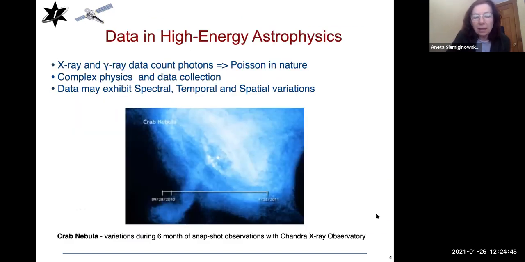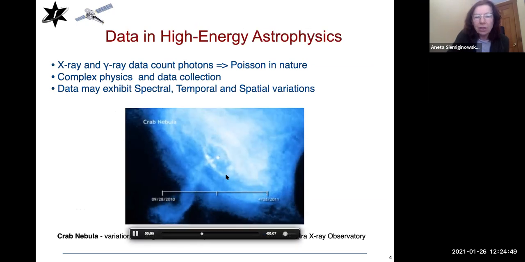So this is a data example. If you look at the image, you see that the source is pulsing. This is the Crab Nebula, and what you're looking at is the Chandra image, which is taken at a few epochs. And you can see that the structures evolved and the shapes changed.